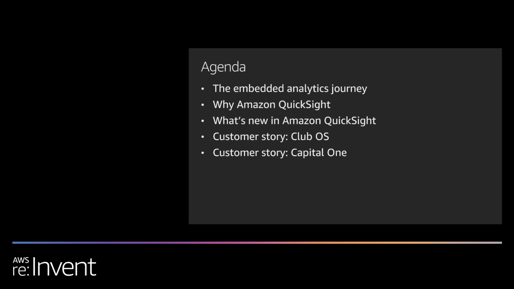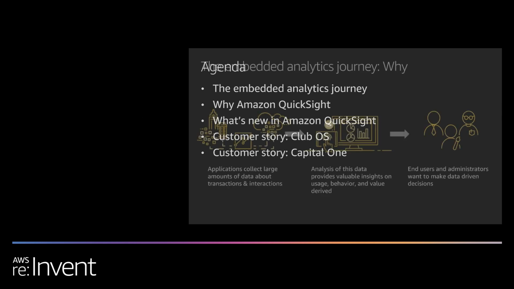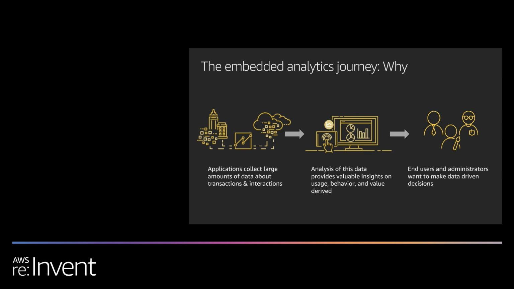First, let's take a look at what we are going to cover today. So we'll talk about the embedded analytics journey. Why do it at all? Why does that make a difference in your product or in your solution? Then we'll cover why Amazon QuickSight provides a compelling solution for your embedded analytics needs. We'll talk a little bit about some of the new changes in Amazon QuickSight that make a difference when you are thinking of embedded analytics for your solutions. And then we'll hear from both Nick and from Lata about embedded analytics making a difference in their organizations of very different scales.